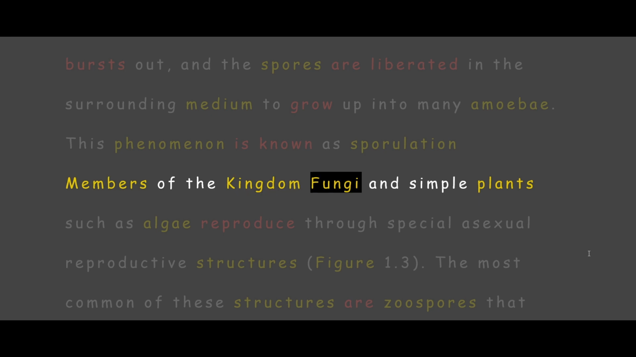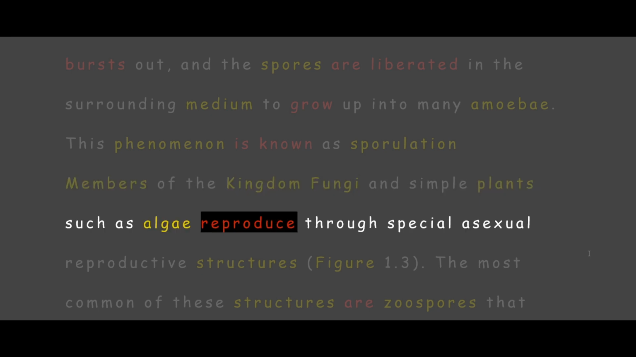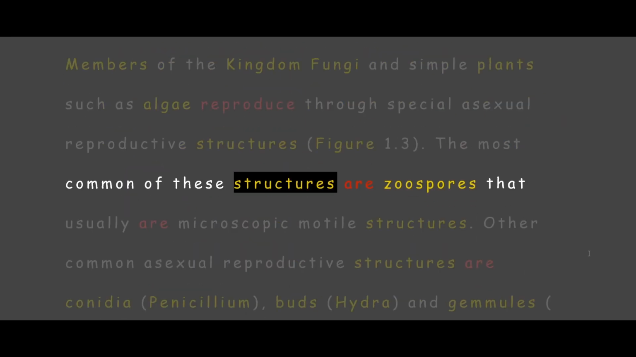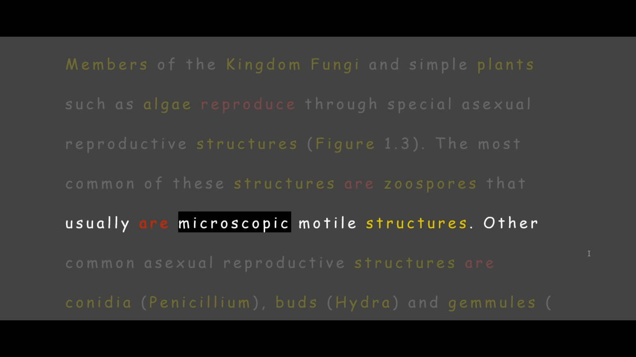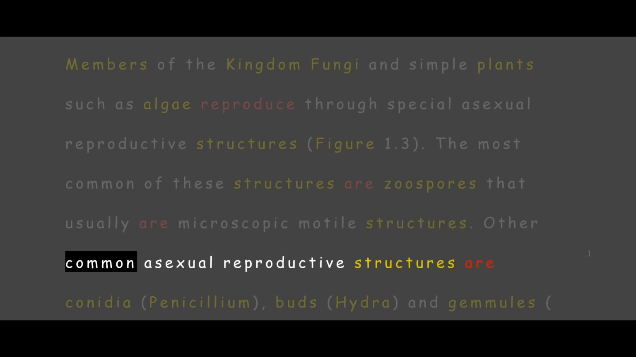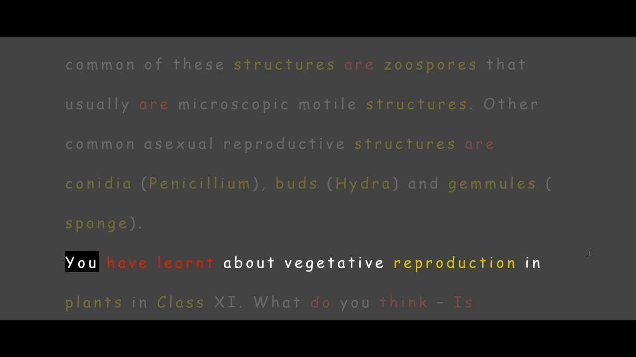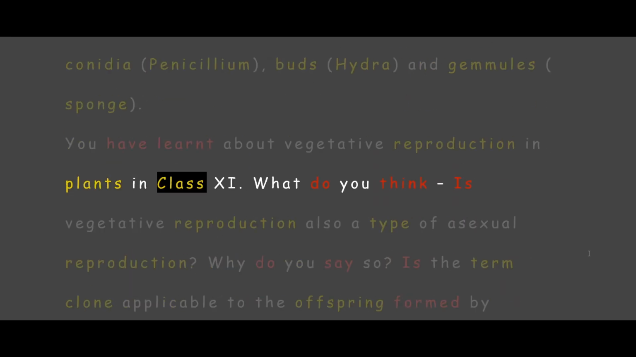Members of the kingdom fungi and simple plants such as algae reproduce through special asexual reproductive structures, Figure 1.3. The most common of these structures are zoospores, that usually are microscopic motile structures. And other common asexual reproductive structures are conidia, Penicillium, buds, Hydra, and gemmules, sponge. You have learned about vegetative reproduction in plants in Class 11.